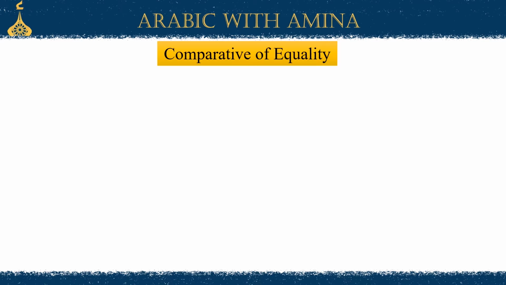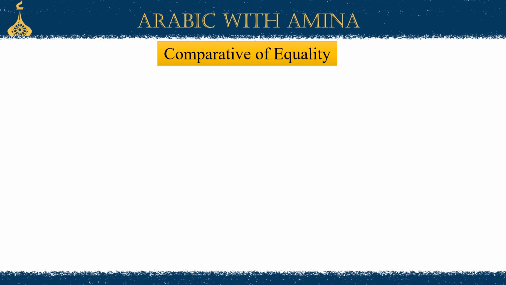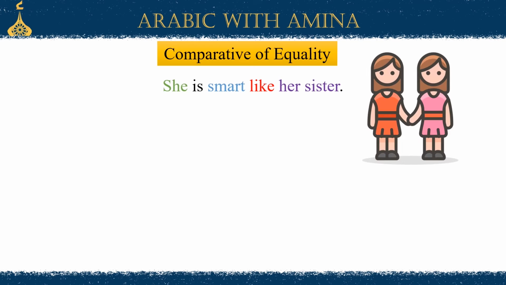Now moving on to comparative of equality. When we are to compare two equal things, we use the word like in English. The red apple is small like the green. We have our practice sentence here, which says she is smart like her sister. The key is the word like.